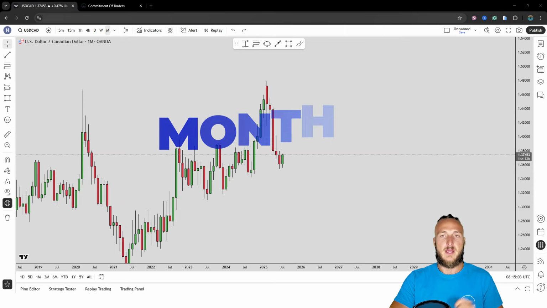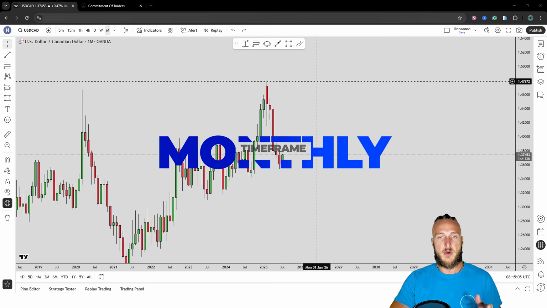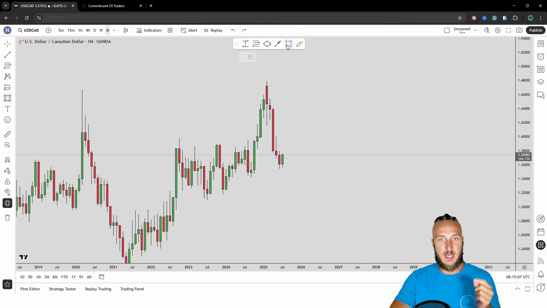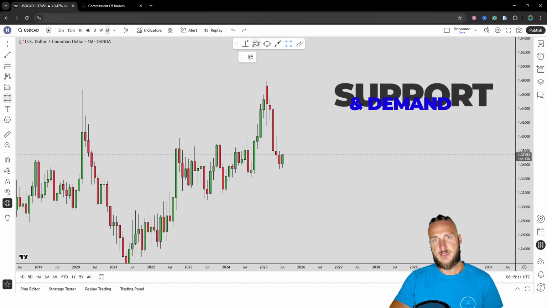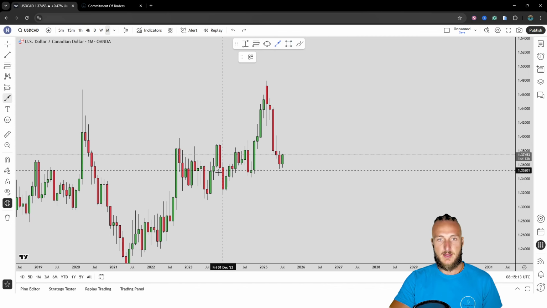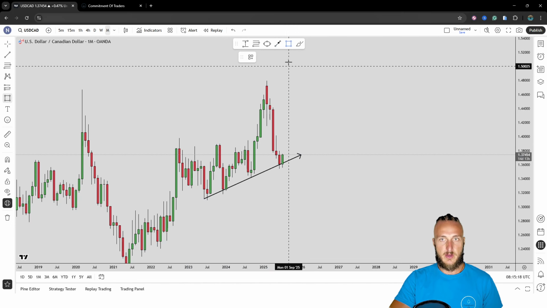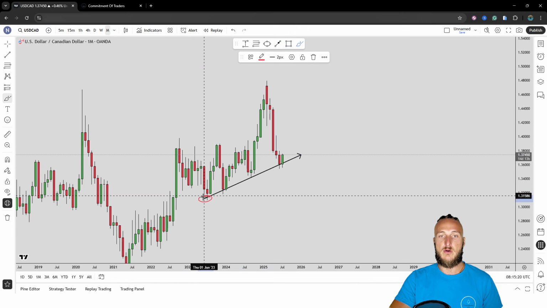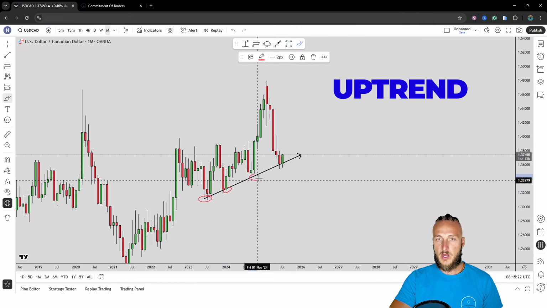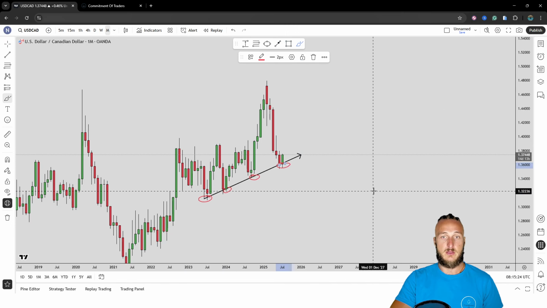Starting here from the monthly time frame, what we can see is that we have a market which at the moment is testing a quite strong monthly demand and support zone, which is the area created by this trend line. In fact, what we know is that so far the market has been creating a series of higher lows, and right now we are at a new higher low area.